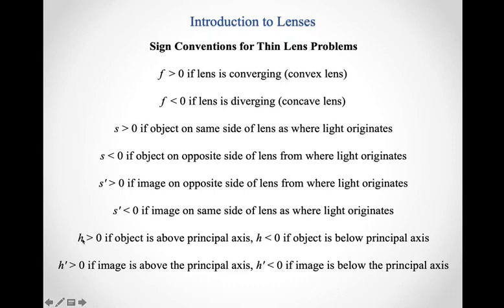For your heights, both the object and image height are positive if the object and image are above the principal axis. Again, this one's a little bit more straightforward. We don't have to flip things around based on whether we're talking about the object or the image. On the other hand, if the object or the image is below the principal axis, then the object height and image height are negative. So these are the sign conventions that we're going to need to pay attention to, to make sure that when we work these problems mathematically, everything works out correctly.